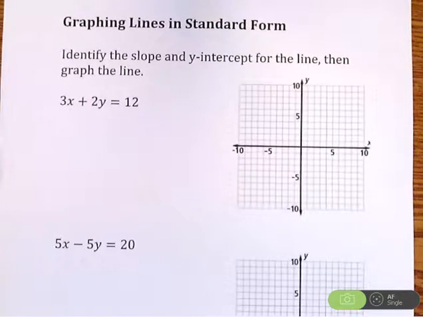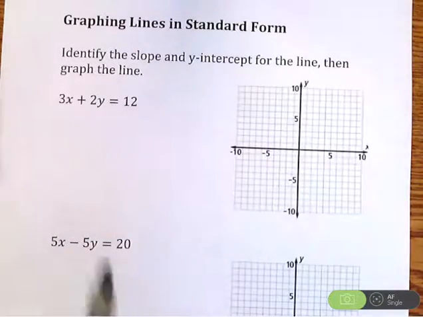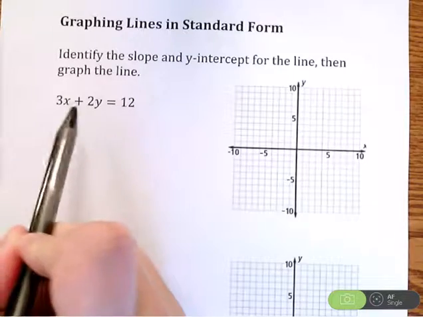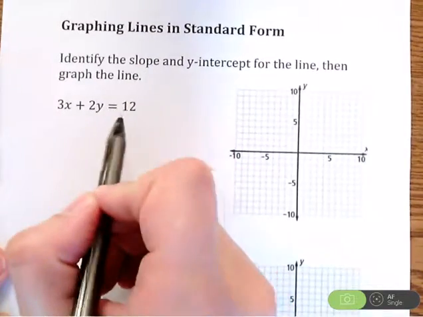Hello everybody, let's graph some lines in standard form. So we're going to identify the slope and y-intercept of the line and then graph. The two equations I have here are in standard form. That's when you've got your x and y on the same side. So these are standard form. So I'm going to graph these in standard form.